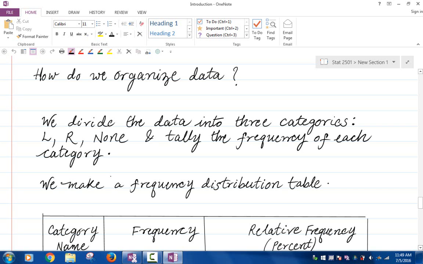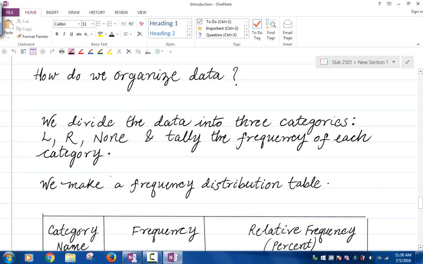And so the question then is, how are you going to organize? If I give you a paper where I have 20,000 preferences, can you find out anything from that? Can you look at that and say something about the study? No, it's just a bunch of L, R, and none. So how should you organize your data in this problem?